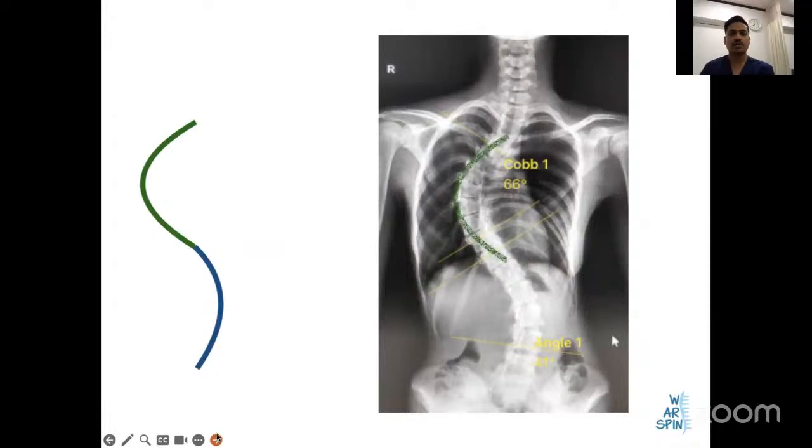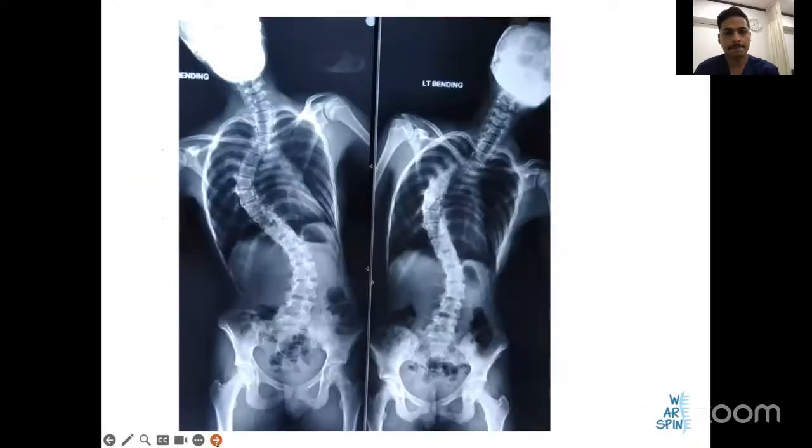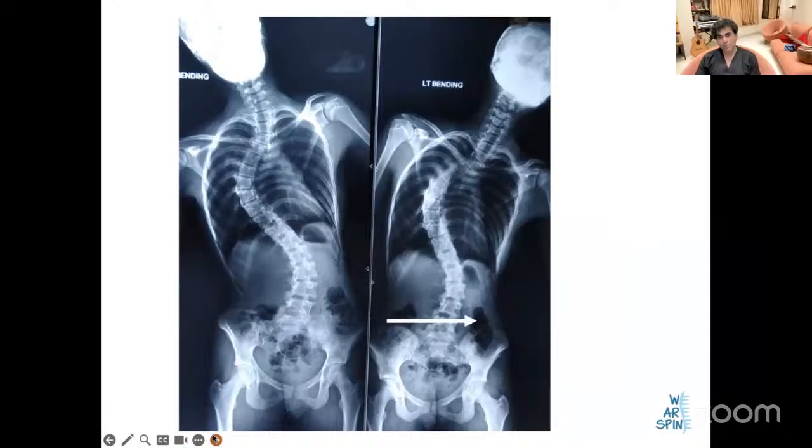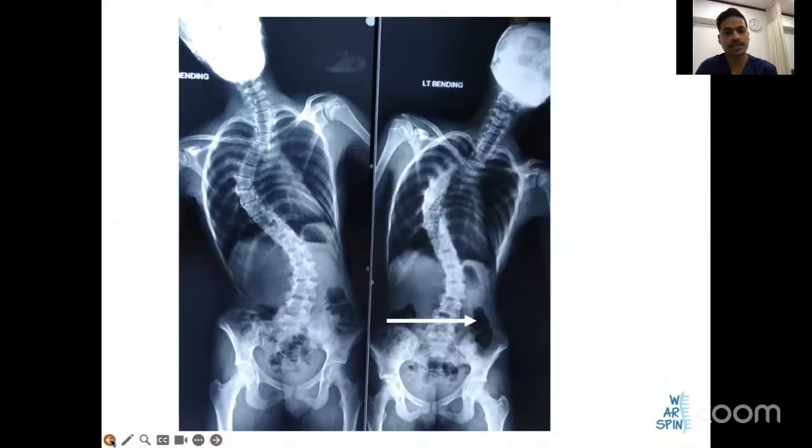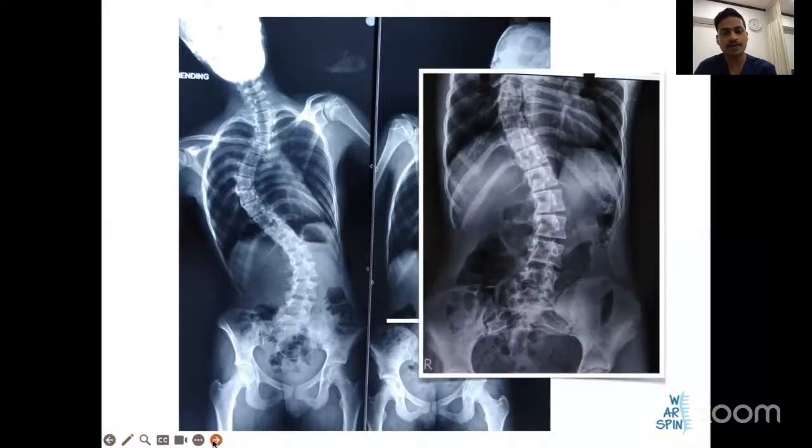So this is the X-ray. These were the bending images. On closely looking, the apical vertebral translation of the main thoracic was more than the lumbar curve, and the Cobb of the main thoracic was more than the lumbar curve. But the apical vertebral rotation of the lumbar curve was still higher, which was not getting corrected even on the traction films.